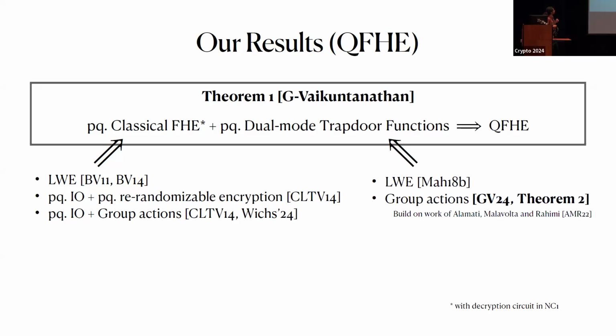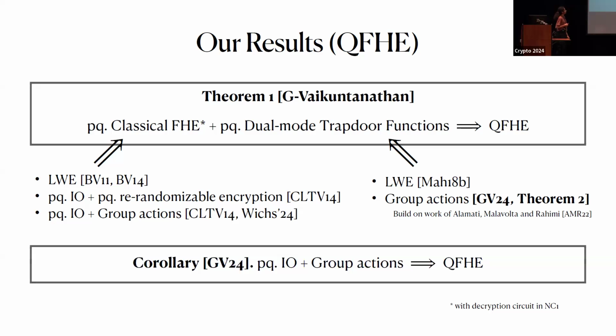And on the other side, we already knew how to construct these dual mode trapdoor functions from LWE. But as a secondary result, we also show that we can get this primitive from the same group actions. And we do this by building on work of Alamati, Malavolta, and Rahimi, who build single mode trapdoor Clophy functions from the same assumptions. Already, this gives us a new construction of QFHE, namely from post-quantum IO and group actions.